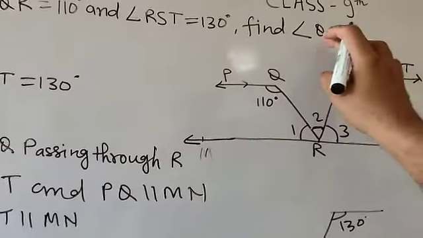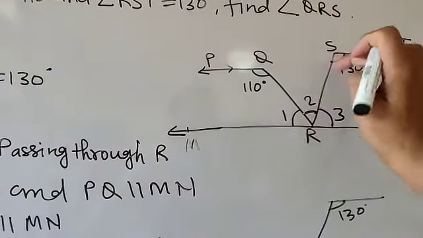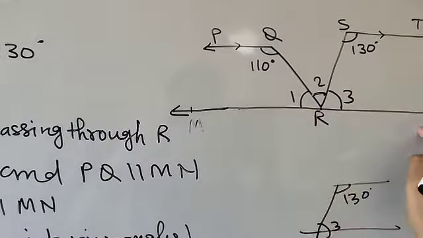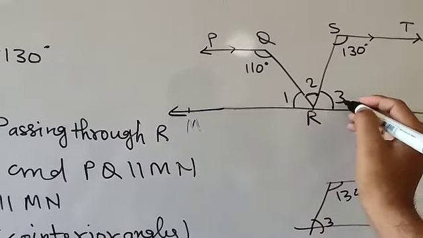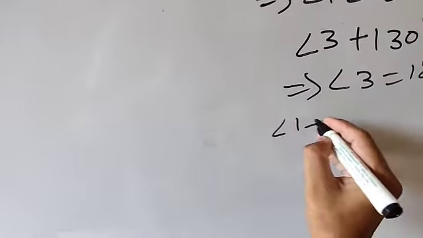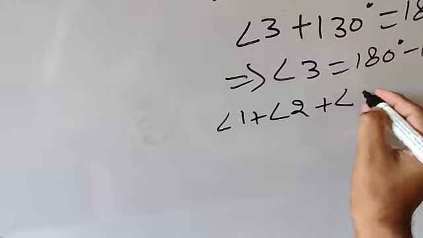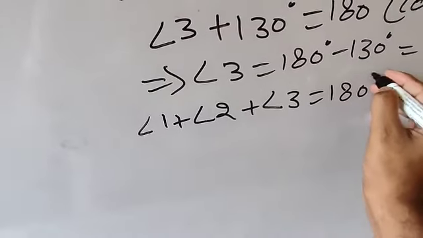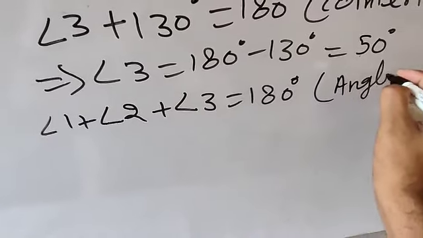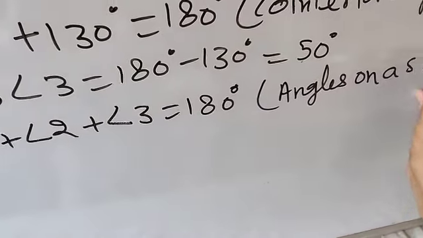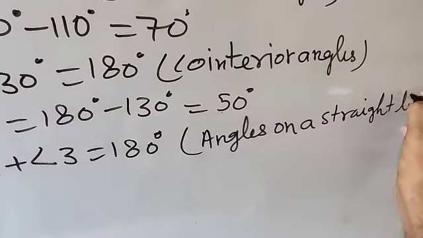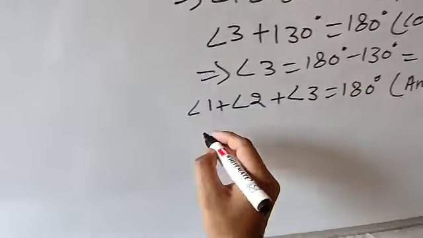And students, you need to find angle QRS. Angle QRS, that is angle 2 here in your diagram. So here MN is a straight line. So angle 1 plus angle 2 plus angle 3 equal to 180 degree, reason: angles on a straight line. That's why their sum will be 180 degree.